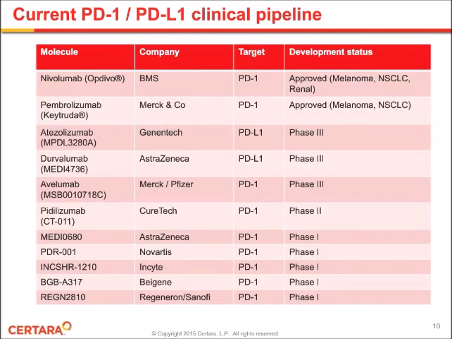Because in the meantime, there's a fairly substantial clinical pipeline for PD1 and PDL1 antibodies. The most advanced are two PD1 antibodies, which both have been approved in late 2014, one from BMS, nivolumab, and the other one from Merck, pembrolizumab. But there are several others in late stages of development, among which two PD-L1 antibodies and one additional PD-1 antibody. And as you can see, there are several also in more early development stages.